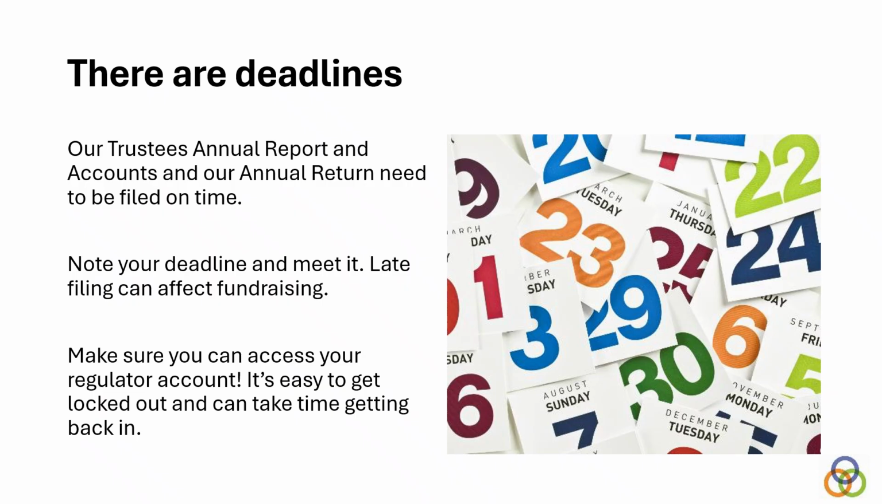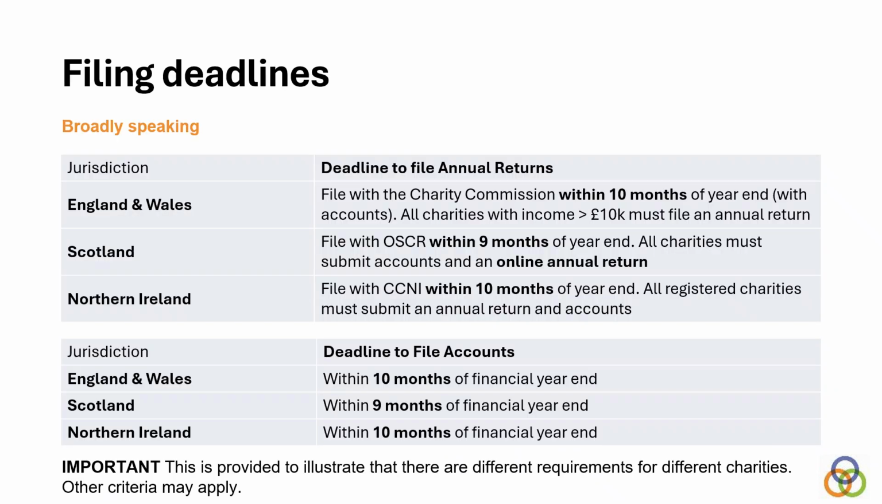And make sure you can access your regulator account. It's quite easy to get locked out, and it can take quite a while getting back in. So again, you're not filing the night before and then thinking, where's my activation code? You're doing it a few months before, thinking, oh, I've forgotten it, no problem, I've got lots of time to get another one.